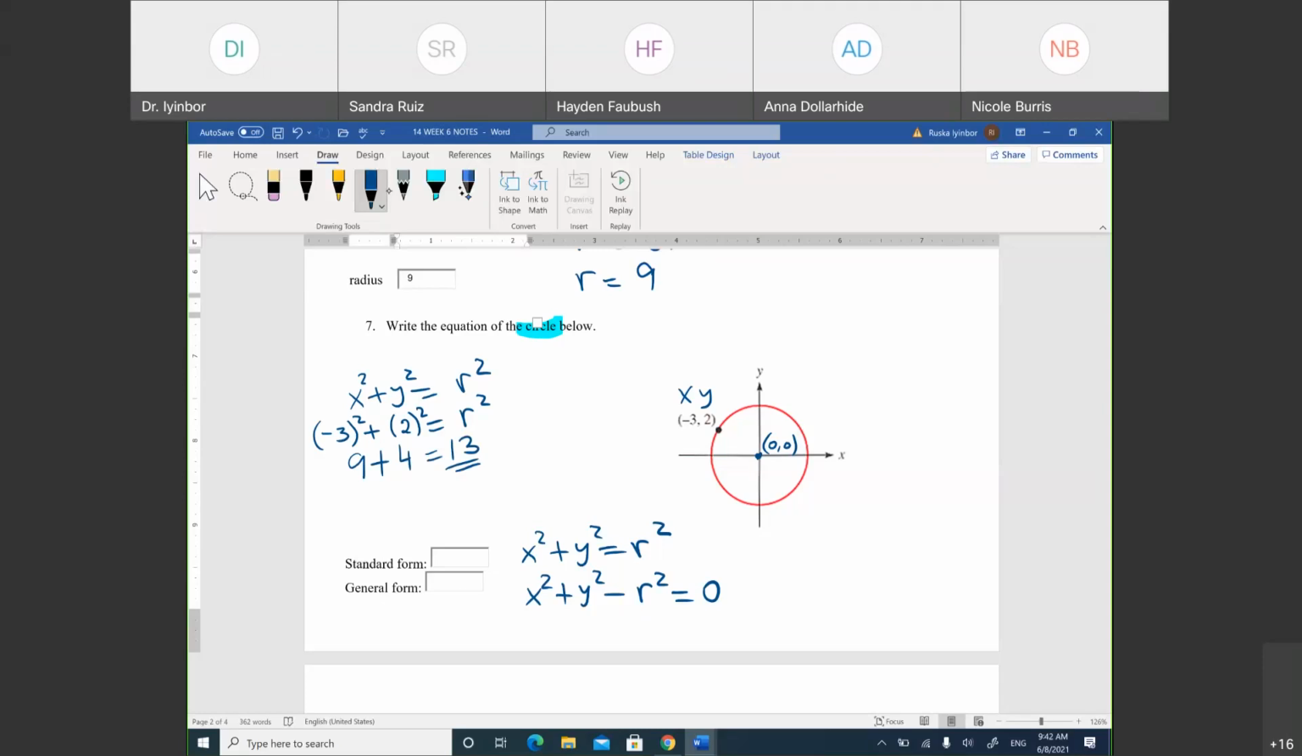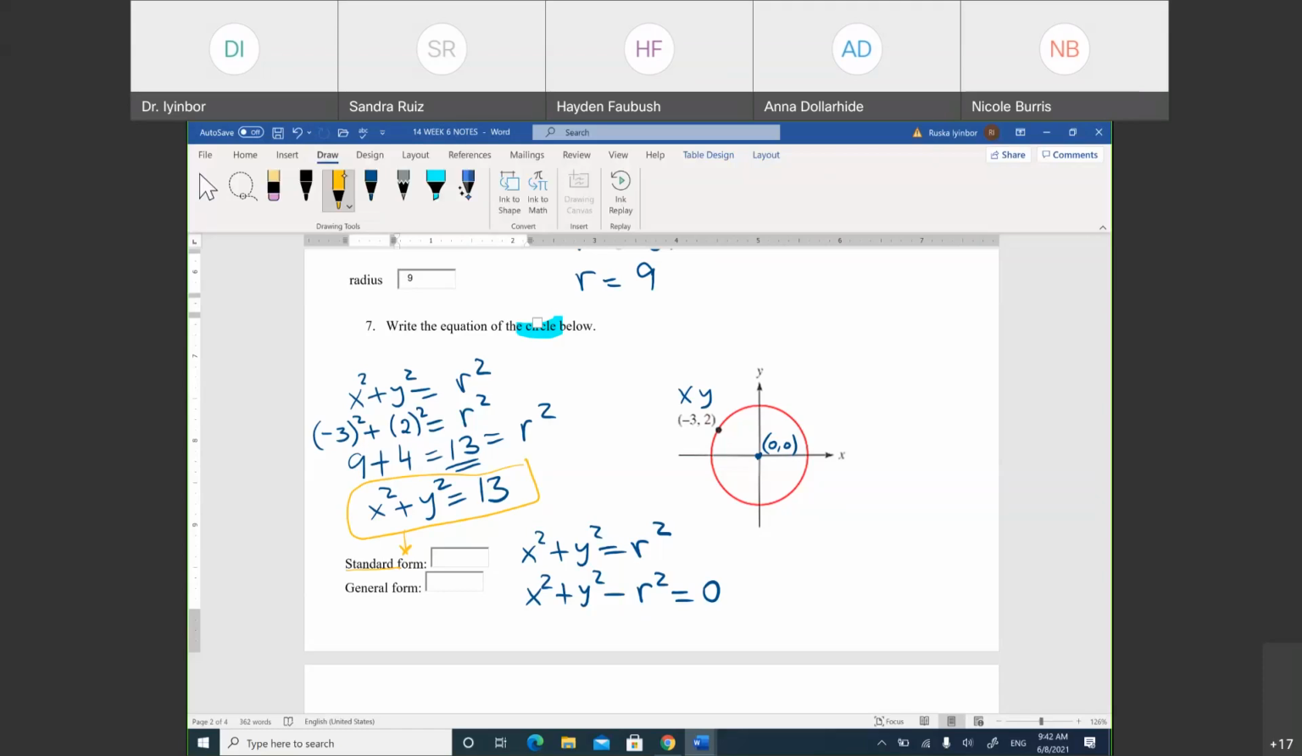So that means the equation becomes x squared plus y squared equals 13. And this is my first answer. So this is my standard form. Everybody understand that? Standard form? Okay, so that's how you find the equation in standard form.